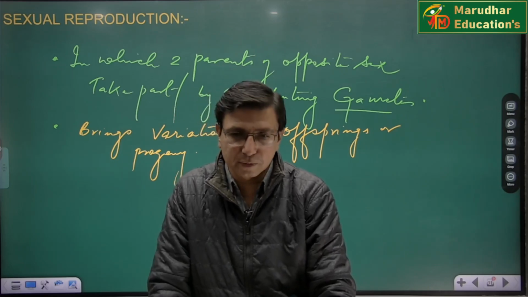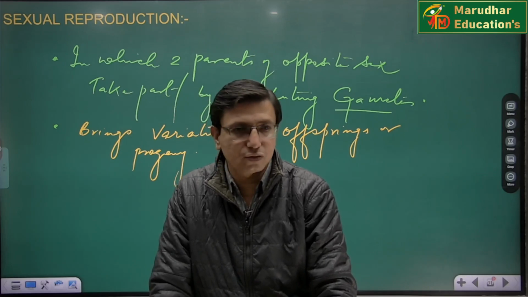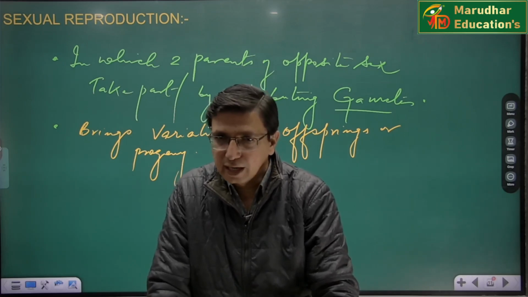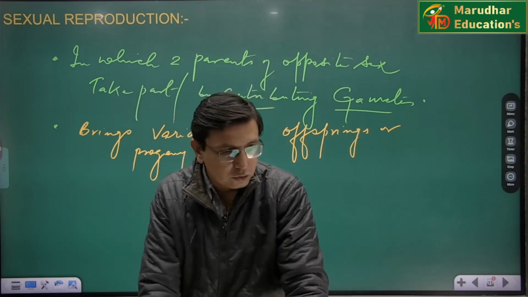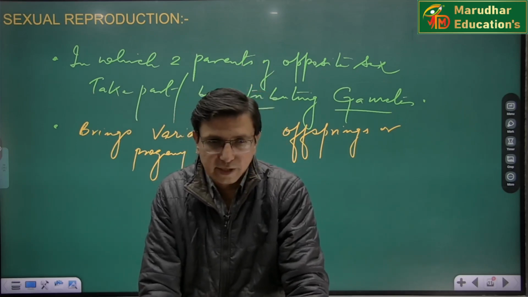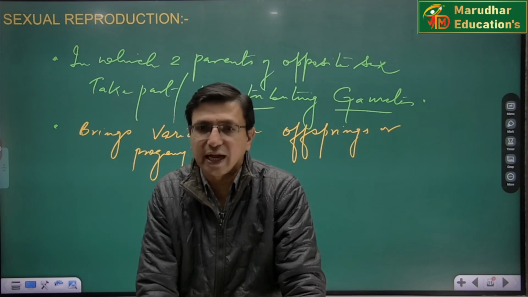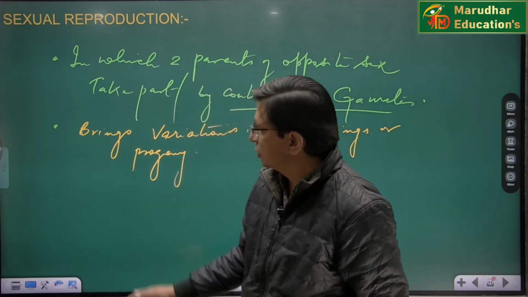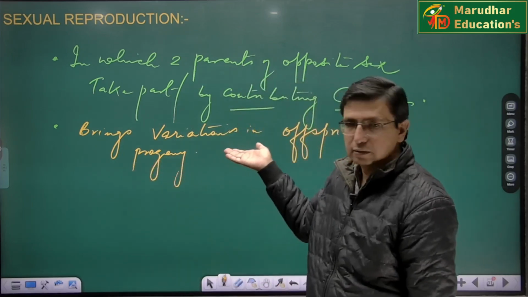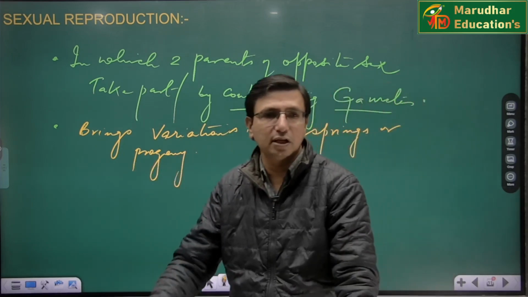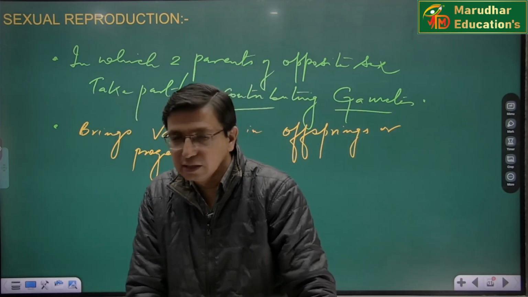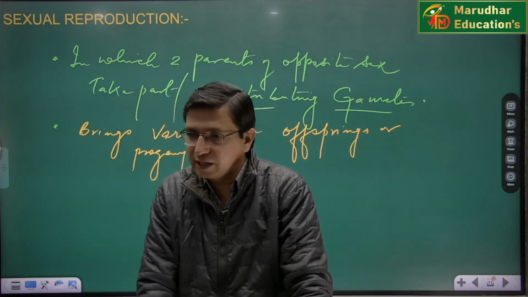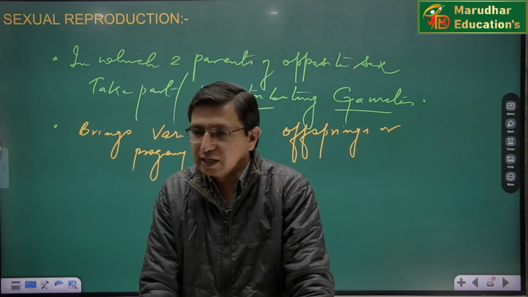So sexual reproduction is reproduction in which two parents of opposite sex contribute gametes and give rise to a new organism, right, similar to them, not identical to them, because sexual reproduction involves what? It brings about variations among the progeny, and that is why in spite of having the same parents, we all 2, 3, 4, 5 siblings are different from each other.